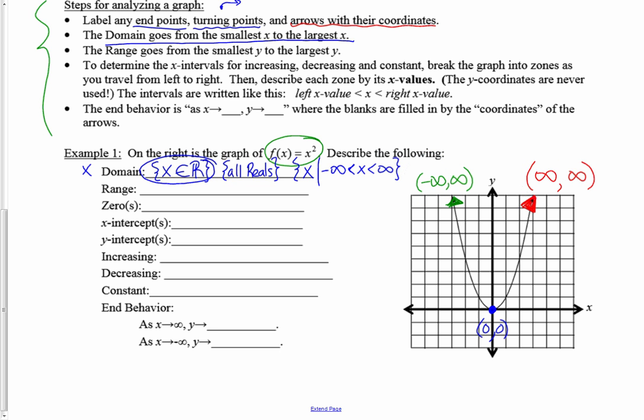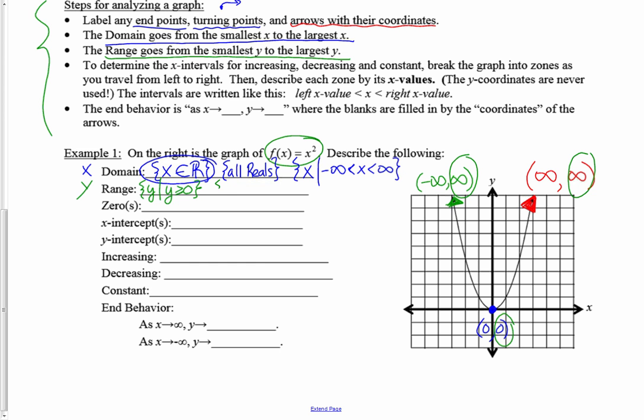All right, let's do the range. For the range, I'm looking at the y values of my function. I want to go from the smallest y value to the largest. That means the lowest y value, which was down here, to the highest y value, which could have been on either one of those points because they were both positive infinity. So for my range, if I'm starting from 0 and going up, I would probably write y such that y is greater than or equal to 0. I need to put the equal to on that one because I'm allowed to equal 0 for y.